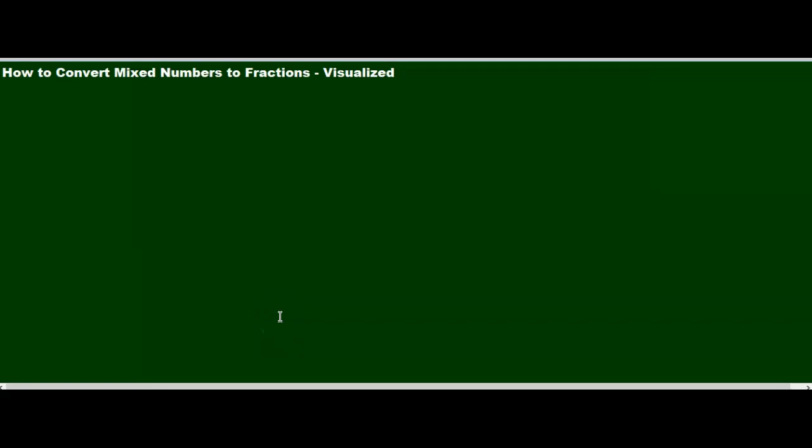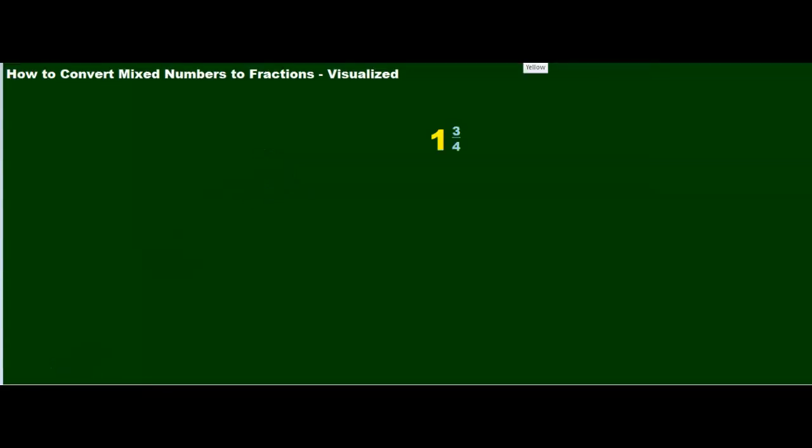In my previous section on fractions, I showed you how we could visualize fractions in picture form. Today I want to show you how we can convert mixed numbers into improper fractions, as well as show you pictures of how we derive that. So let's look at this mixed number, which is 1 3/4.